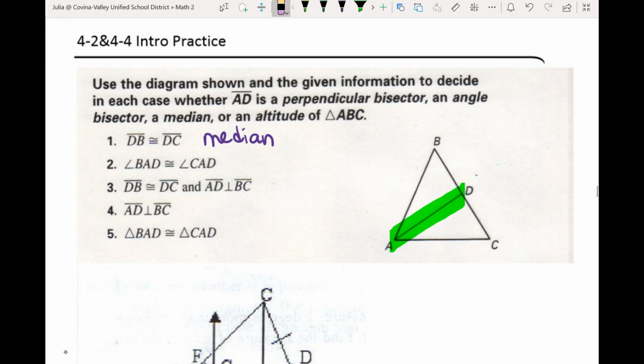All right, number 2. What if all you knew was that angle BAD was equal to angle CAD? What's the name you could call that? Angle bisector. Good. That green line is an angle bisector. It bisected angle A in half.